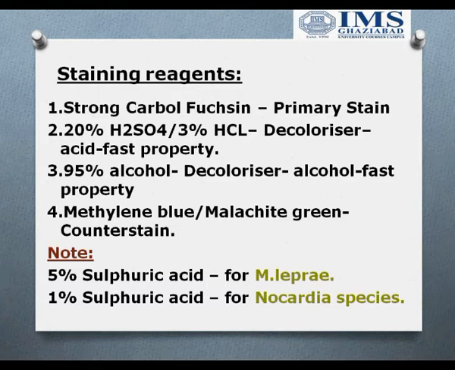After using HCl or H2SO4, we will use 95% alcohol, which again acts as a decolorizer, and this is the alcohol fast property. And the last one, we use methylene blue or malachite green, which is used as a counter stain. If the bacterial culture does not take or loses the primary stain, then they will take this methylene blue or malachite green color.